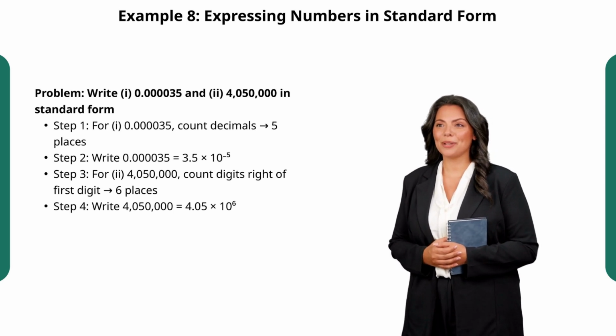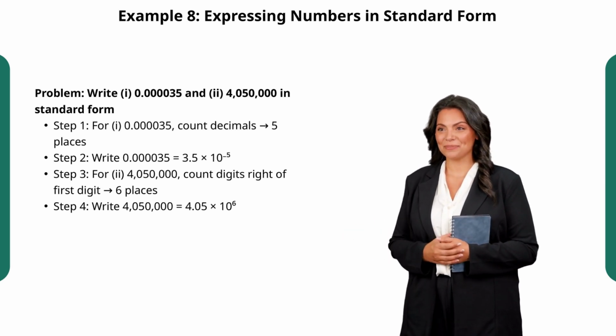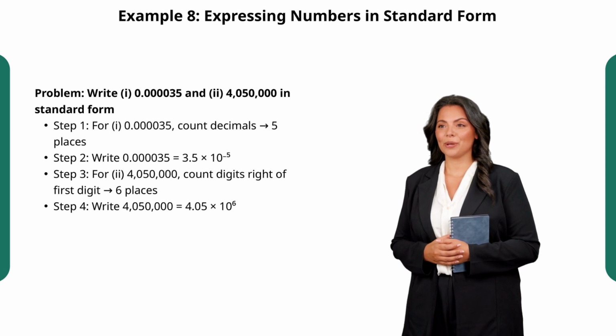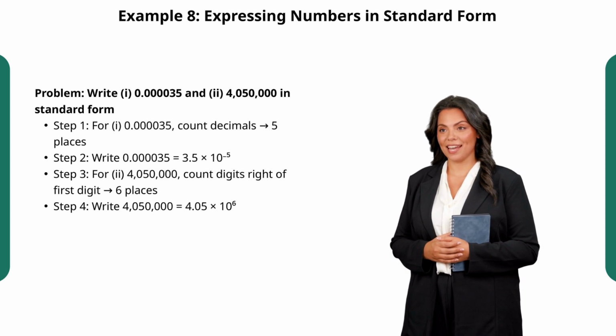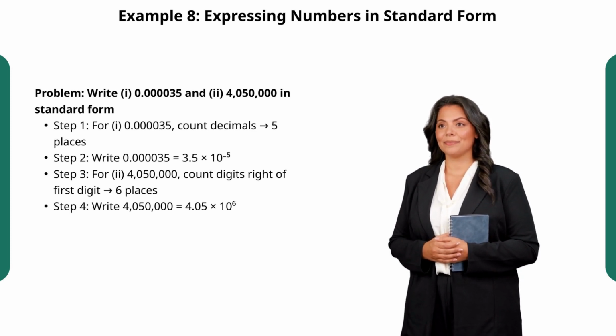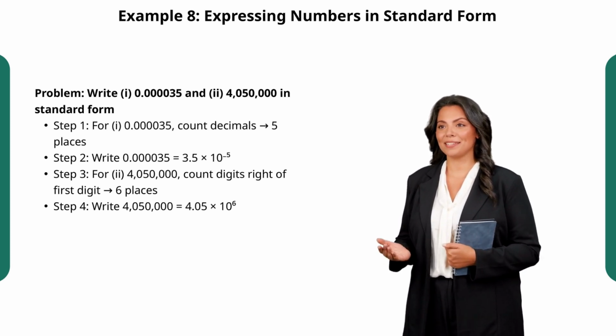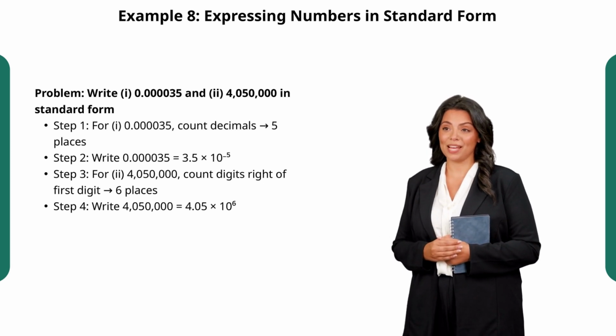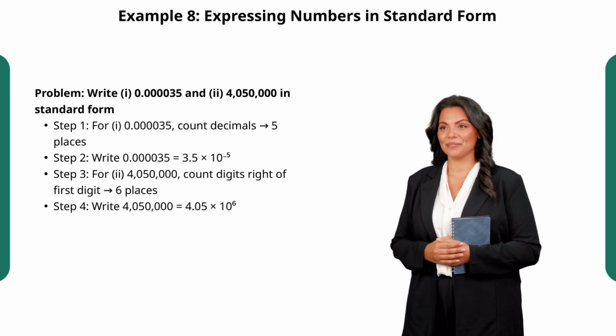For the first number, 0.000035, count how many decimal places we move right to get a number between 1 and 10. We find 5 places, so it becomes 3.5 times 10 to the power -5.